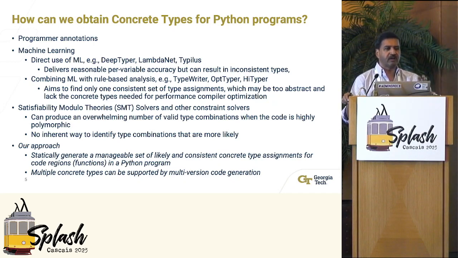We'll focus on functions, but this could apply to any code region. And we are fine with getting multiple concrete type assignments because we know how to do this in the PL community. We can generate multiple versions and dispatch to the appropriate version at runtime.